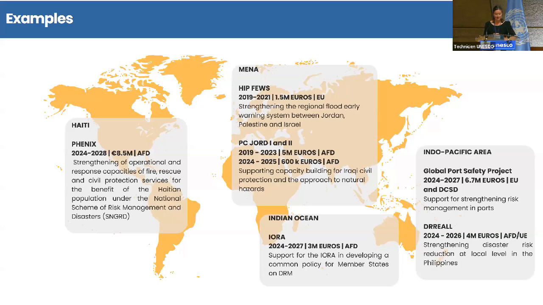So this project is, to begin, a loan of 250 million granted by IFD to the Philippines in order to strengthen disaster risk reduction at the local government level with the Department of the Interior and Local Government.